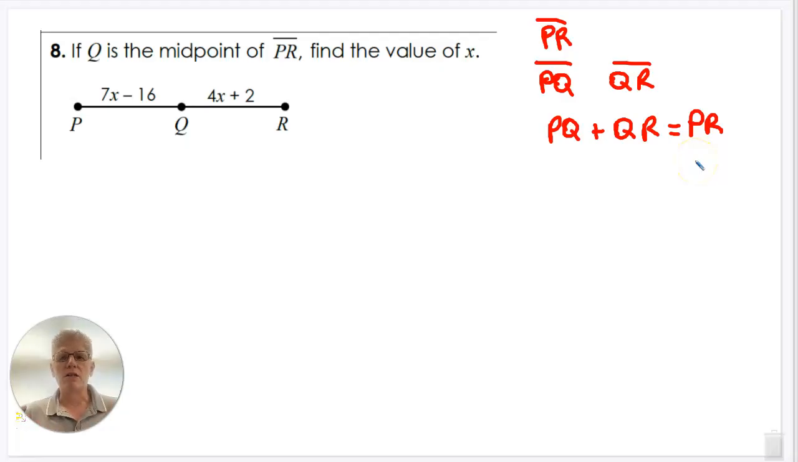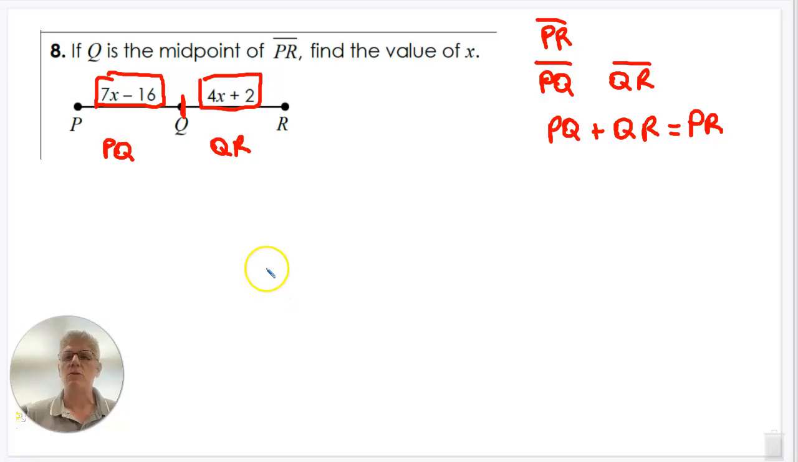Now what the midpoint allows us to do is say, if point Q is the middle, then I know that 7x minus 16, the length PQ, the distance from P to Q, is the same as the length of QR. So these two things are equal to each other. And whenever we're finding the value of a variable, we need to have something that's equal to something else. So I can say that 7x minus 16 is equal to 4x plus 2.